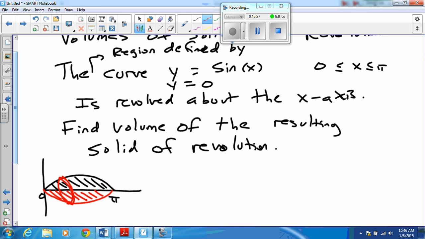Because my axis of revolution is the x-axis, I'm going to take a cut perpendicular to the axis of revolution. This always happens, because perpendicular to the axis of revolution is going to give me constant cross-sections of circles. If I take a cut parallel to the axis of revolution, it gets really ugly really fast, because the resulting cross-sections are going to be shapes like this.